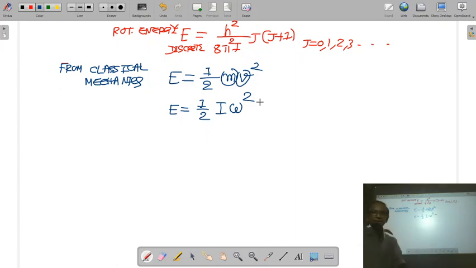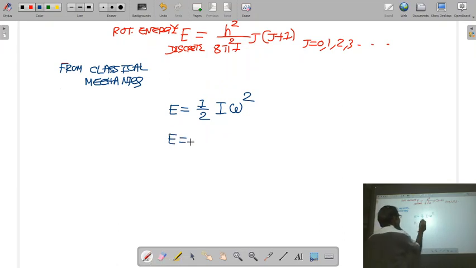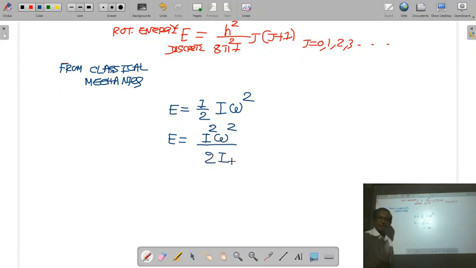According to classical mechanics, the rotational kinetic energy of the molecule is not half mv square, it is half I omega square, because half mv square is the linear kinetic energy and half I omega square is the rotational kinetic energy. Mass is replaced by moment of inertia I, and linear velocity is replaced by angular velocity omega. I multiply this with I and divide by I, so I get I square omega square upon 2I.